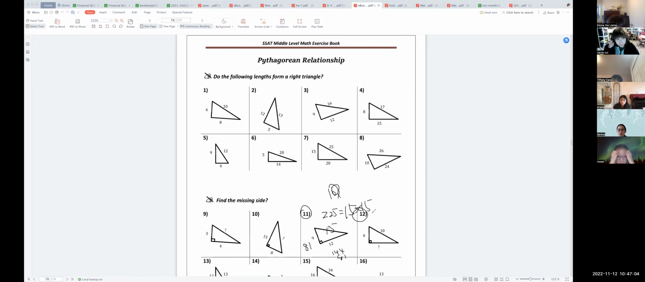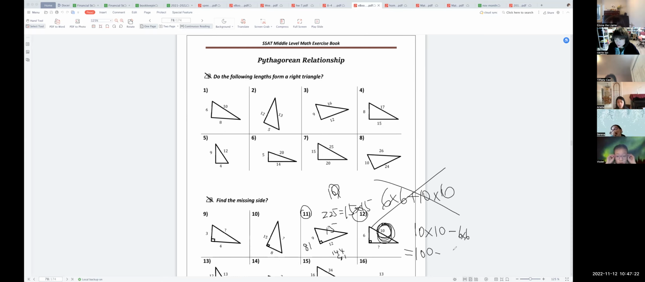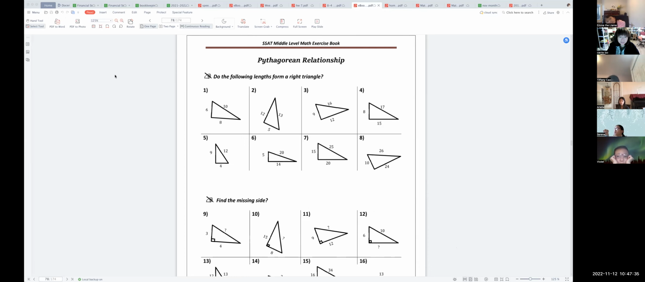Number 12 is a bit different, everybody. If you still do 6 times 6 plus 10 times 10, that's not right, because this 10 is what? It's the longest one, everybody. Get it? So it's 10 times 10 minus 6 times 6, which equals 100 minus 36 equals 64. So this answer is 64. Get it, everybody? Okay, very good.